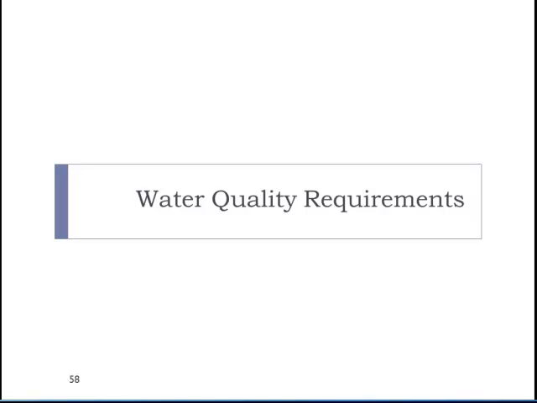The next part of the permit we'll be discussing are the new water quality requirements. And these are new requirements that apply only to sites that are discharging to sensitive waters, which are both waters that are impaired and also waters that are considered to be high quality. And these requirements in the permit are to ensure that discharges to sensitive waters do not cause an exceedance of water quality standards.